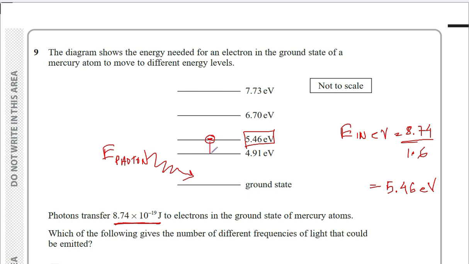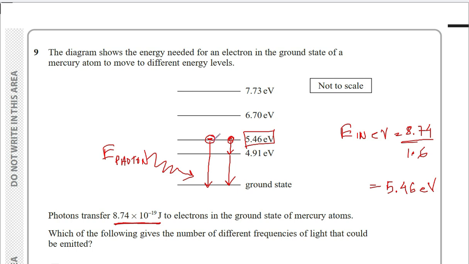So it can drop down directly to the ground state, but it can also drop down with an interim state. It can drop down to the first level and then to the next level, right? So this is transition 1, this is transition 2, this is transition 3.